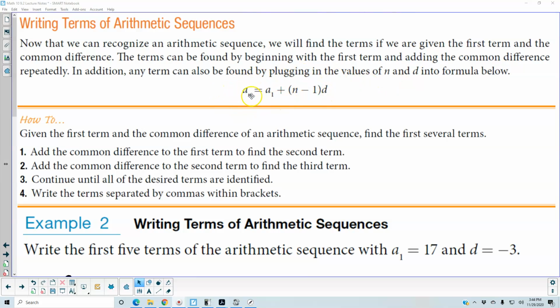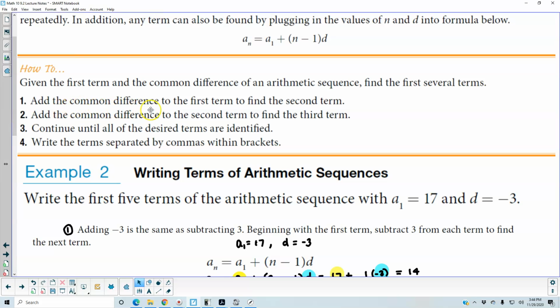a subscript n is going to equal the first term, a subscript 1, plus whatever n is, minus 1 times the common difference. Given the first term and the common difference of an arithmetic sequence, we want to find the first several terms. In step 1, we're going to add the common difference to the first term to find the second term. Step 2, we're going to add the common difference to the second term to find the third term. We're going to continue until all the desired terms are identified, and then we're going to write the terms separated by commas within brackets.